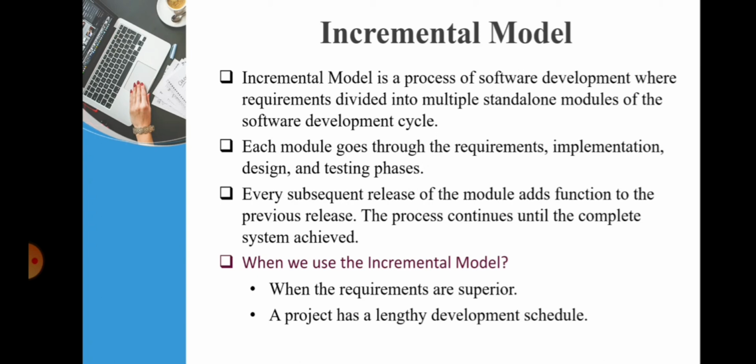When an incremental model is used, the first increment we add is considered to be the core product, and this core product is delivered to the customer. Every subsequent release of the module adds function to the previous release, and the process continues until the complete system is received. That is, once the core product is delivered, the customer uses it and tells which additional features are required to develop the complete product. We use this incremental model when the requirements are well understood, or when a project has a lengthy development schedule.